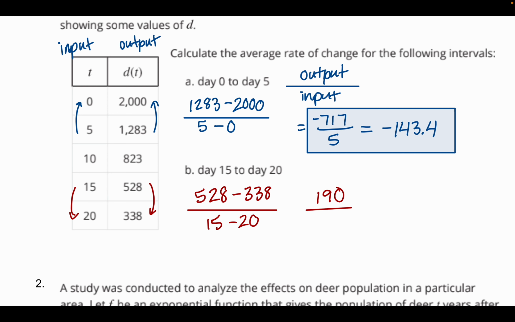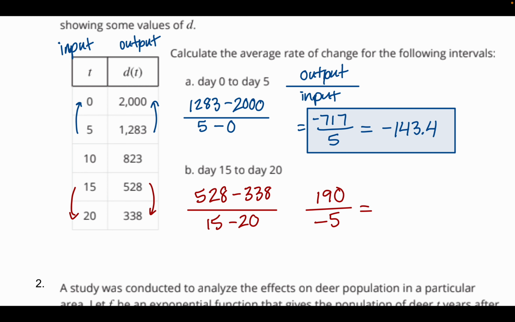And then for the denominator, 15 minus 20 would give us negative 5. So overall, we still have a negative answer. It's just whether the negative is in the numerator or the denominator, and that doesn't actually change the overall value. So having a negative in the numerator, in the denominator, or just out front of the fraction itself, all three of those would be the same.